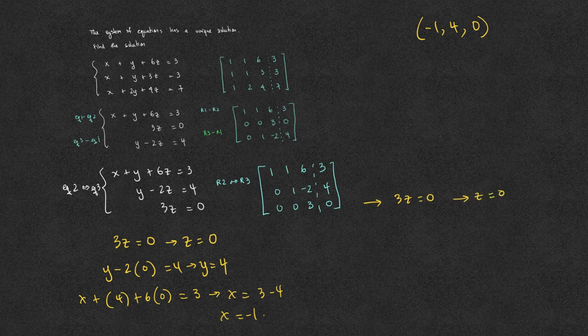From the augmented matrix, we also see that 3z equals 0, and so z equals 0. From the second row, we also see that this states that y minus 2z equals 4, so we get y equals 4 because z equals 0. And the first row states that 1x plus 1y plus 6z equals 3. If we plug in z equals 0 and y equals 4, we will get x equals negative 1 as well.